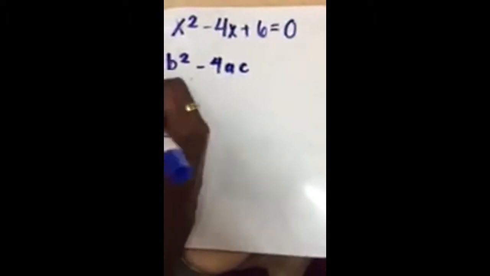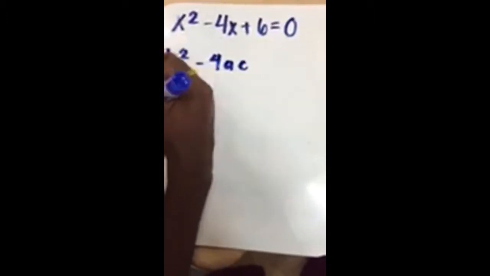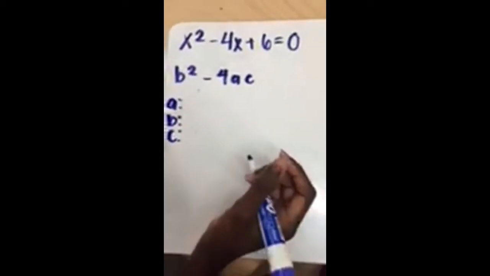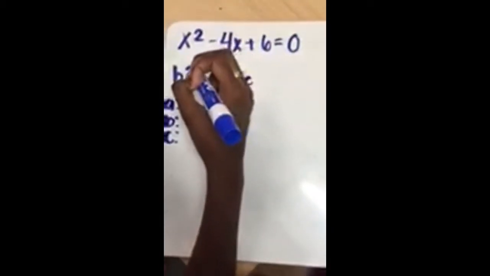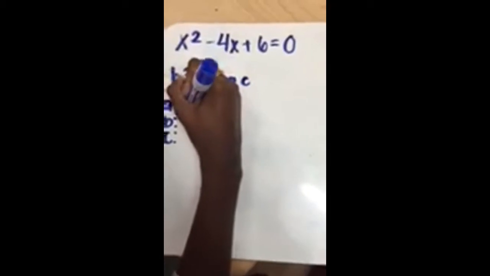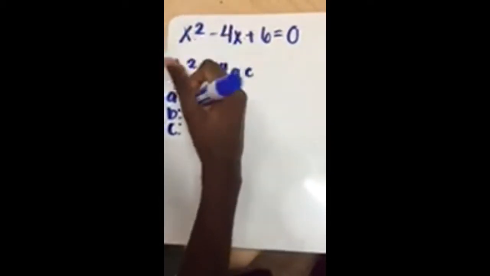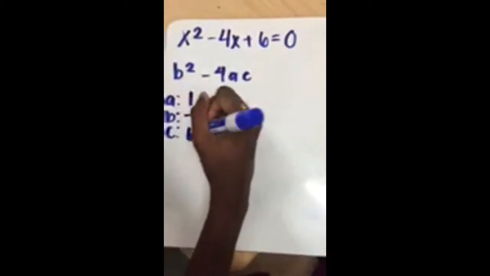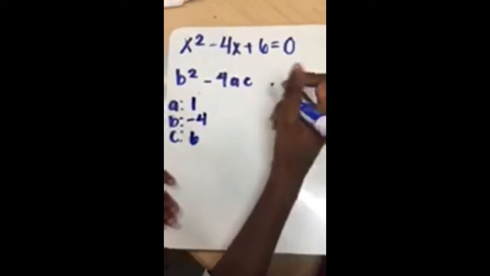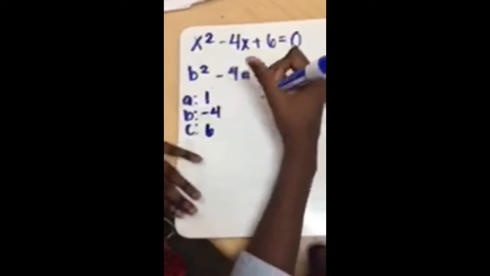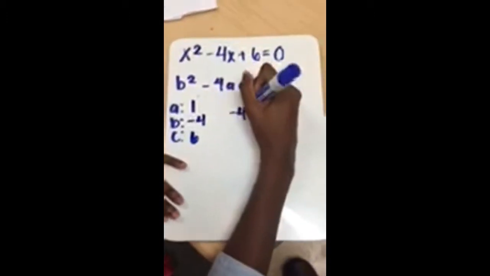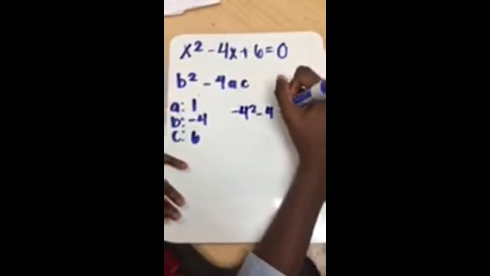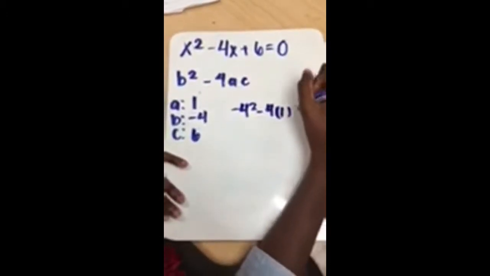First, we have to find a, b, and c. A is always with the exponent, and being that it is x squared, it's going to be 1. B will be negative 4, and C will be 6. We have to plug it in. Since b squared is going to be negative 4 squared minus 4, A is 1, and C is 6.